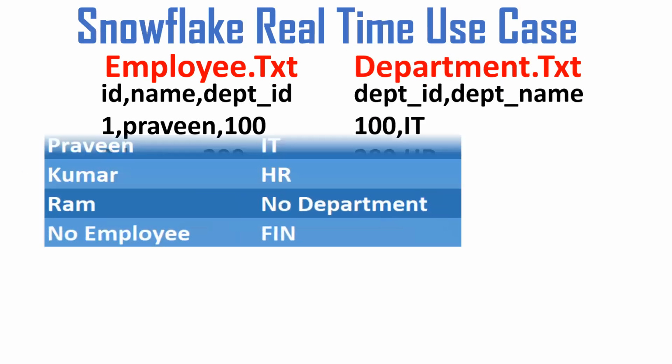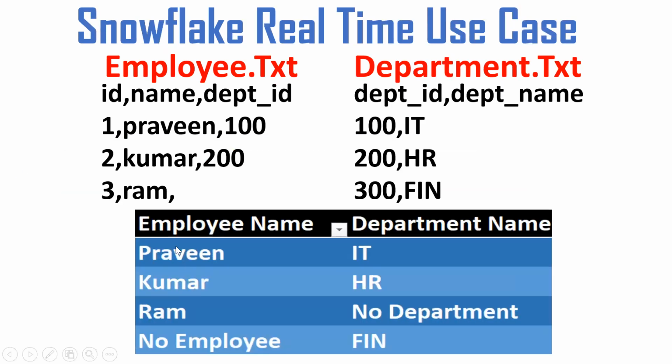I want to display the output as shown. My requirement is that I want to know which department Praveen is working for, which department Kumar is working for, and which department Ram is working for. Praveen is working for the IT department, Kumar is working for the HR department, and Ram doesn't have any department tag. Similarly, for finance there are no employees. One more time: Praveen, IT, Kumar.